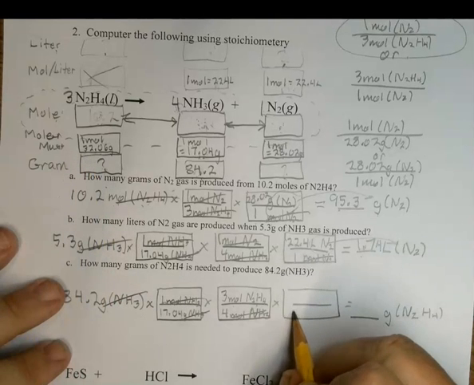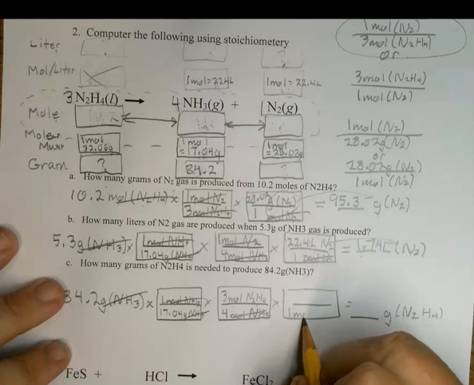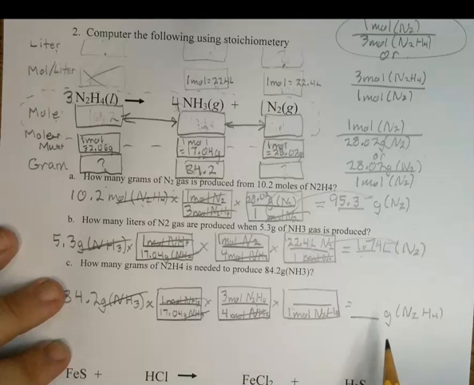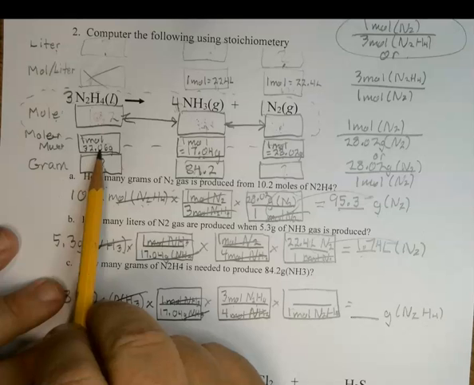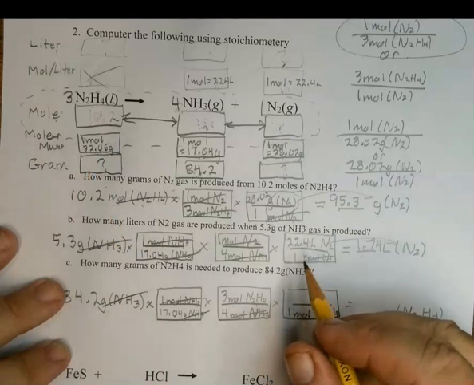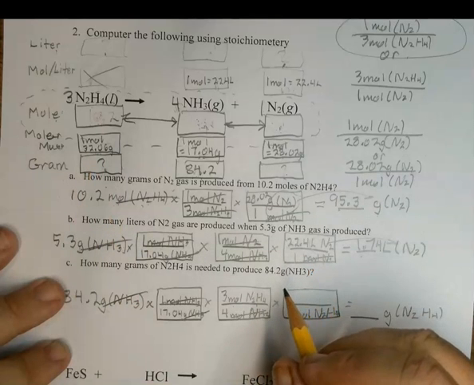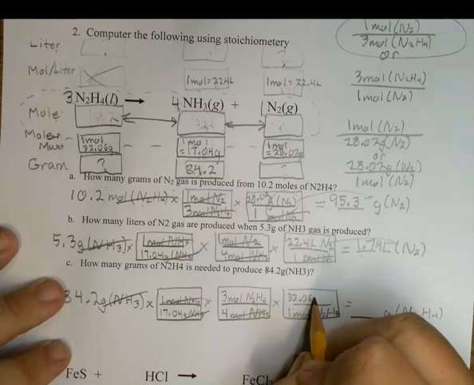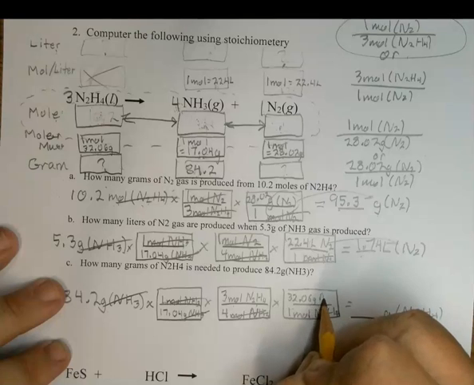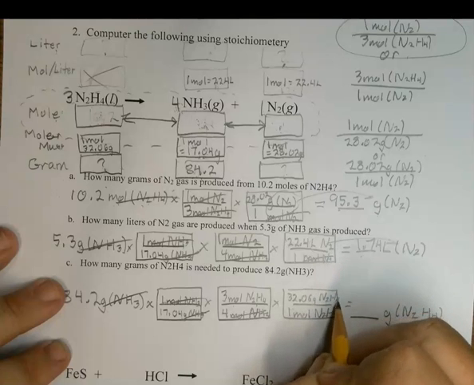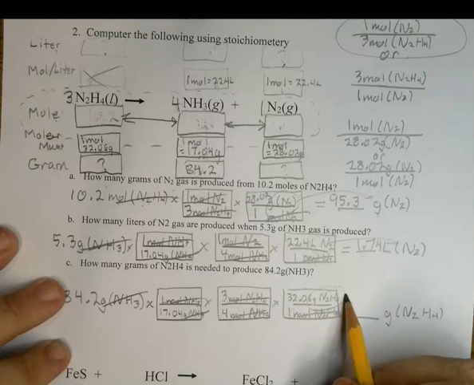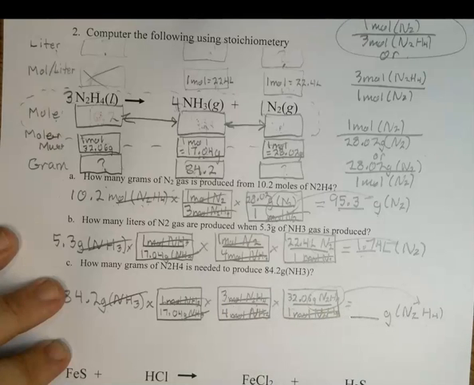So let's go ahead and write 1 mole of N2H4. Molar mass is always 1 mole. And on top is your number of grams for 1 mole. It's 32.06 grams of N2H4. So moles of N2H4 cancels with moles of N2H4. Last man standing is grams of N2H4.